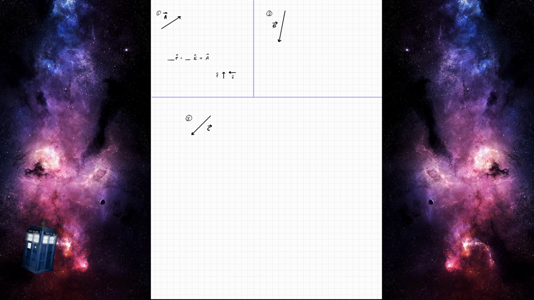Right, we're going to be doing unit vectors on a grid today. I'm going to work out problem number 1 live, and then the other ones I'm just going to do and then walk you through what I did, so I don't run out of time.